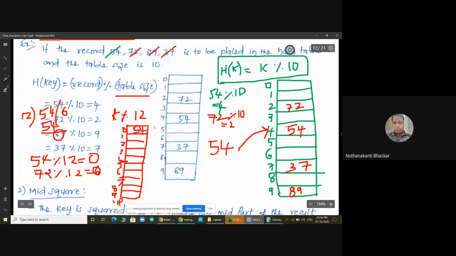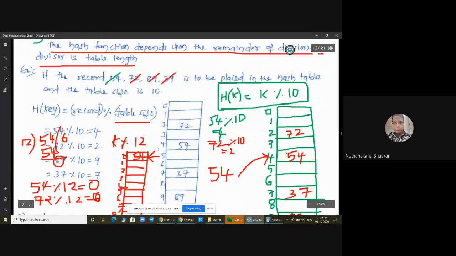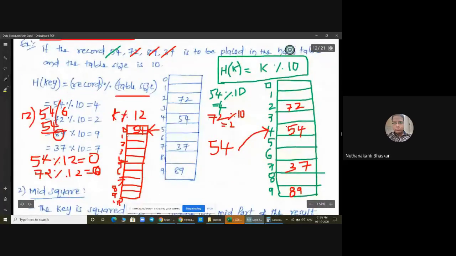Here, this is called overflow. We will discuss it. This is the error. It means 54 already occupies index zero, right? Already 54 occupies that location, and now 72 also wants to insert in this location. This is called collision. The next topic is collision. First of all, understand the types of hash functions.